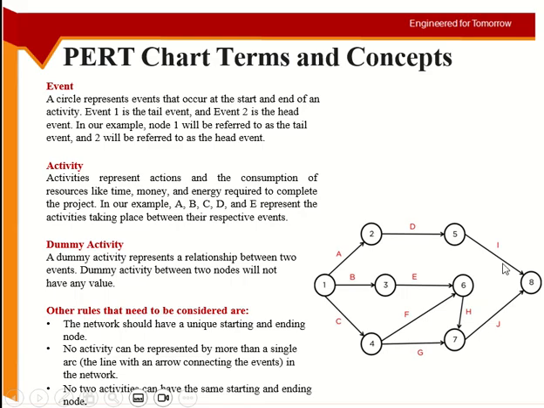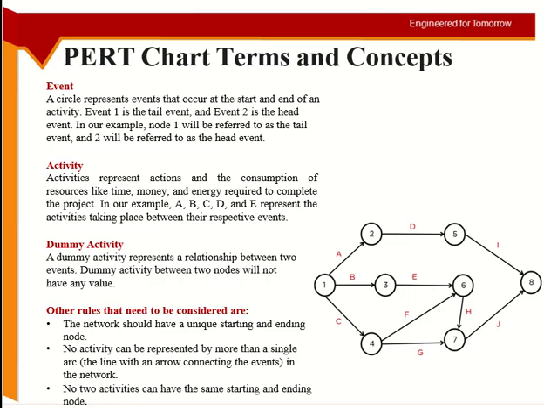So you have to look: if one activity depends upon multiple ones, then those multiple activities will end on the same node. J depends upon two activities, so those two activities will end on the same node. Similarly, H depends upon two activities, so both will end on the same node to show the multiple dependencies here. Then we have the concept of dummy activity.